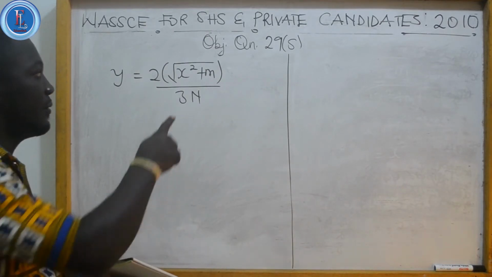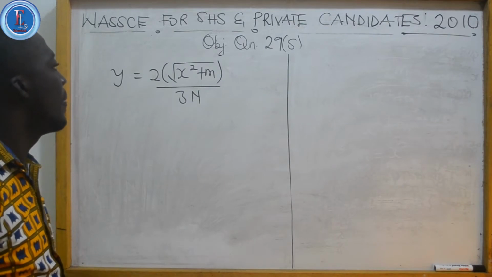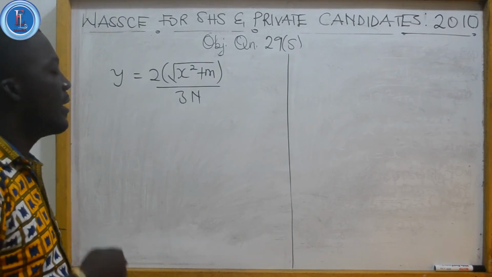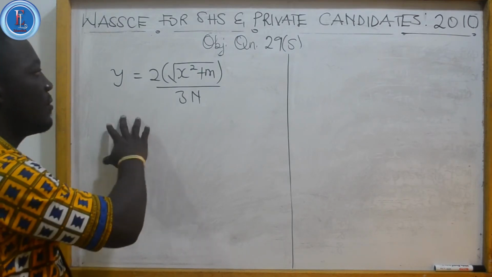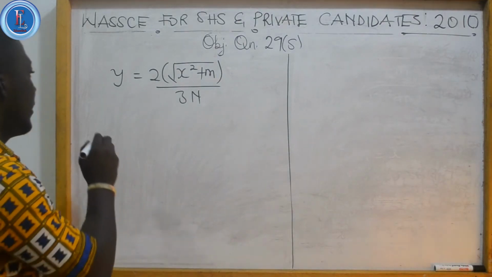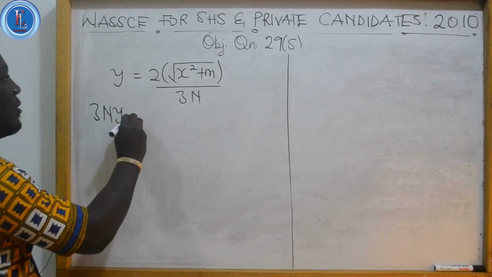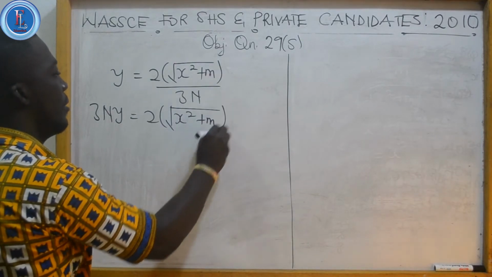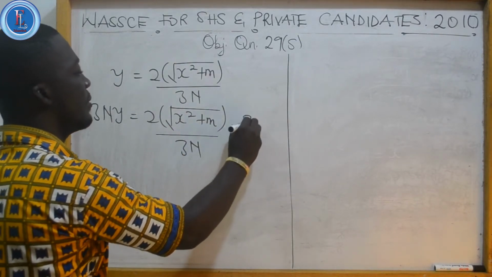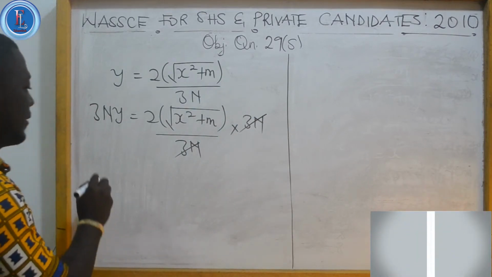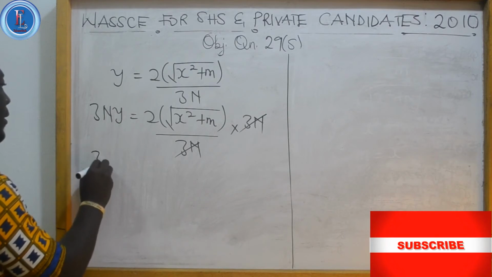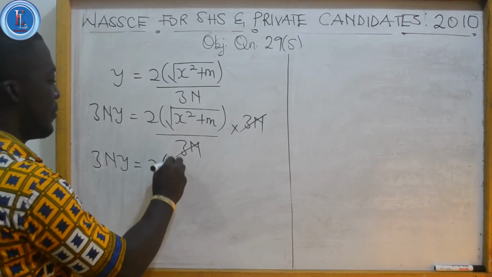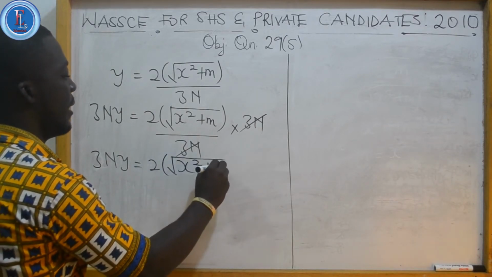We are making x the subject, which is here. Now, the first thing we are going to do is to take away the denominator, which is 3n. And you can do that by multiplying both sides of the equation by 3n. You get 3ny is equal to 2 into bracket square root of x squared plus m divided by 3n times 3n. And this one will cancel that. And you have 3ny is equal to 2 into bracket square root of x squared plus m.